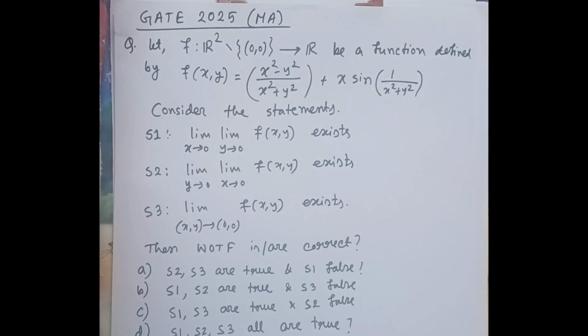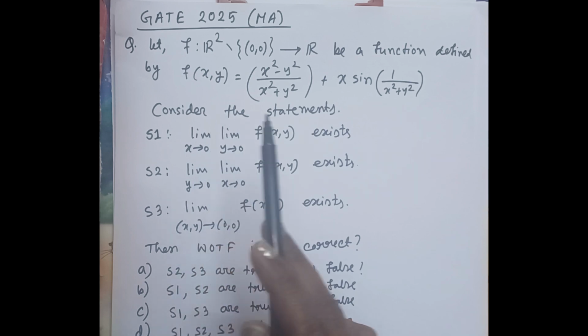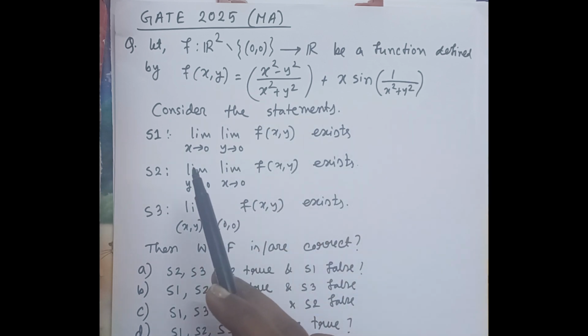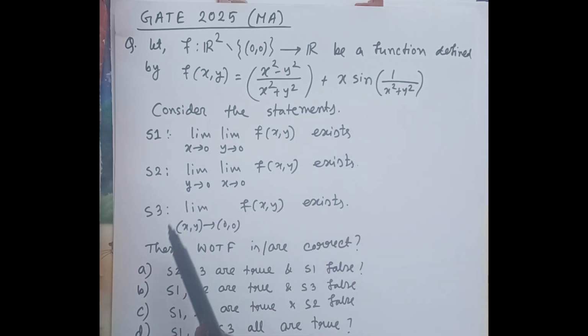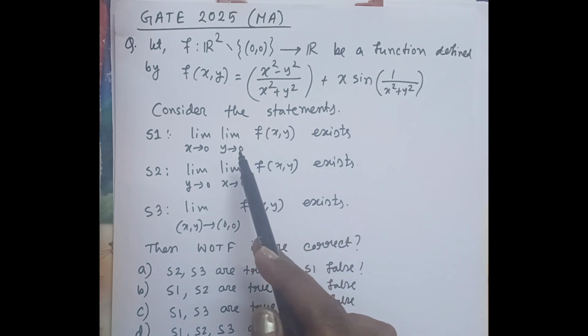Hello again, we have come with another solution of GATE 2025, and this question is on functions of several variables. Here three statements are given, and this function is a function of two variables, and the question is about repeated limits and simultaneous limit. So the first two statements are about two repeated limits.